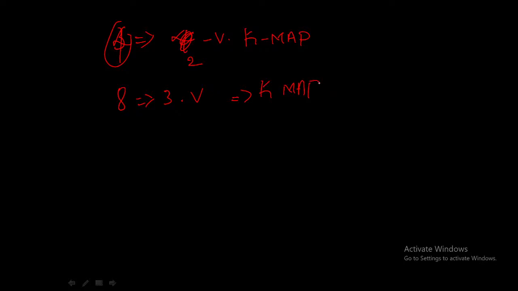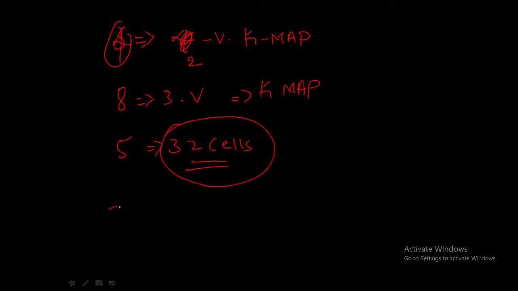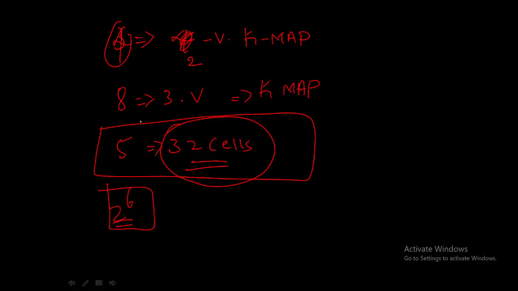And the K map will be up to 5 variables only, that is 32 cells. We can go up to 2 power 6 also, but there will be difficulty in solving that particular K map. So we will be stopping our discussion at the 5 variable K map, that is 32 cells. I hope this is clear now.